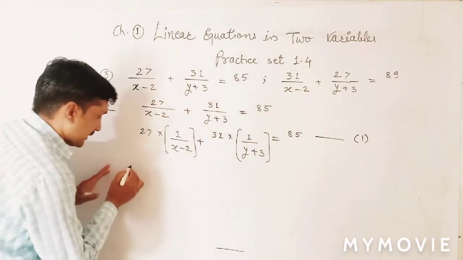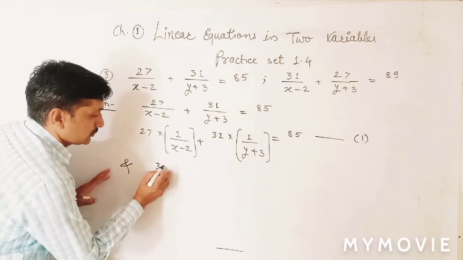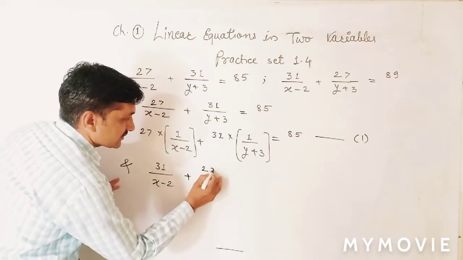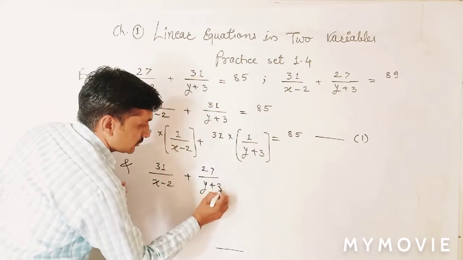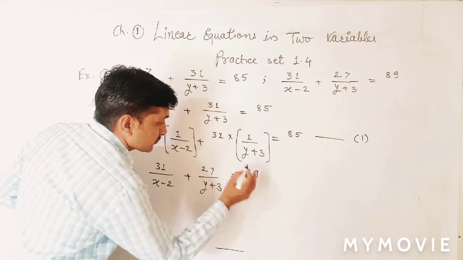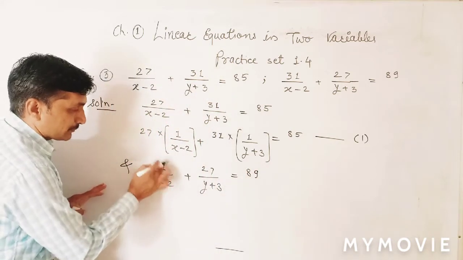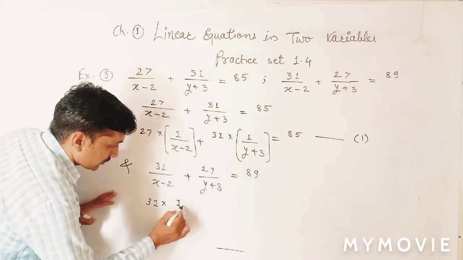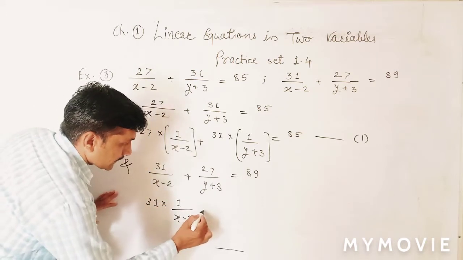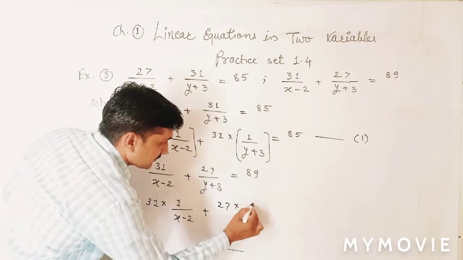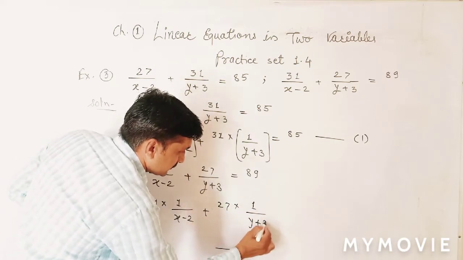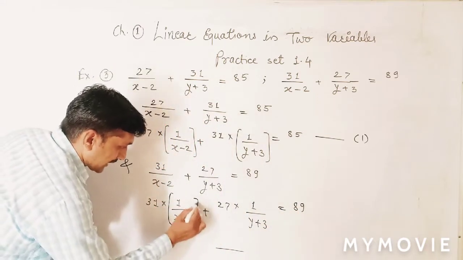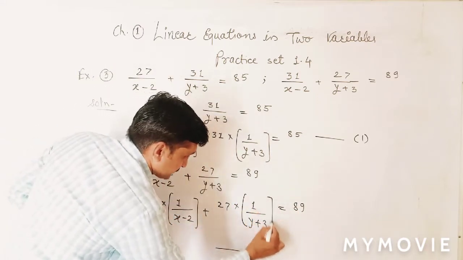Similarly I write the second equation also, 31 upon x minus 2 plus 27 upon y plus 3 is equal to 89. Here also I do separation of these numerators, 31 multiplied by 1 upon x minus 2 plus 27 multiplied by 1 upon y plus 3 is equal to 89. And here again I put brackets for these fractions.